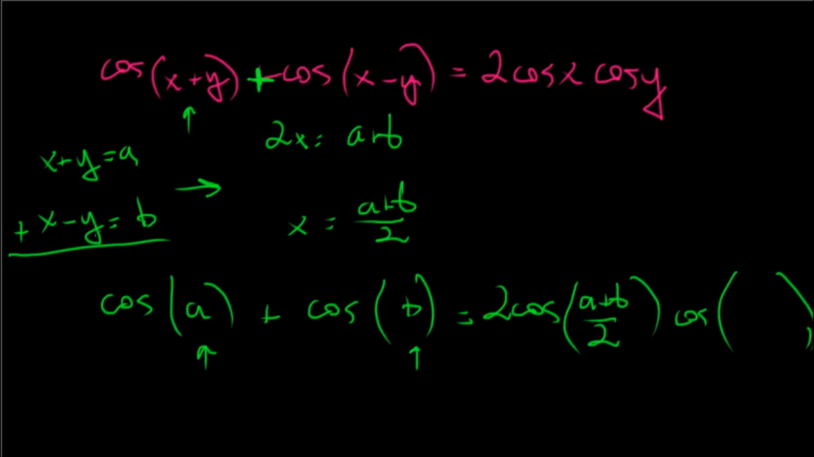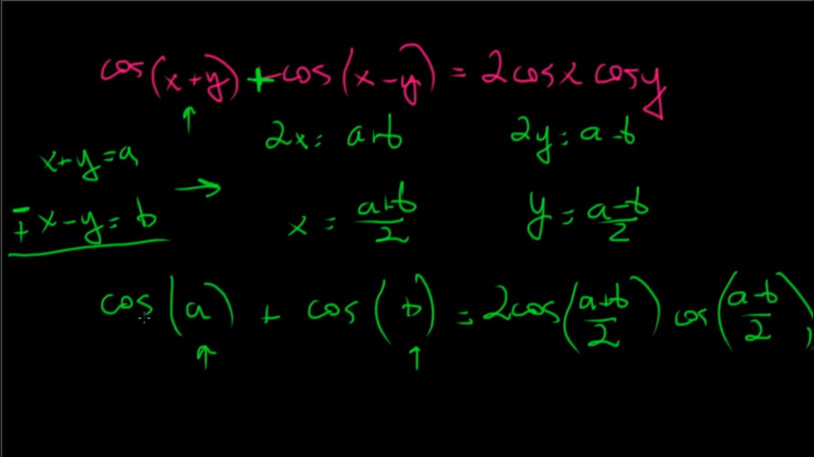And then same thing with y. How can I get a y? Well, if I subtract these two equations, I'm going to get x minus x, which is 0, y minus negative y, which is 2y, and I'm going to get a minus b. And then if I divide by 2, I get y is a minus b divided by 2. That's what goes right here.